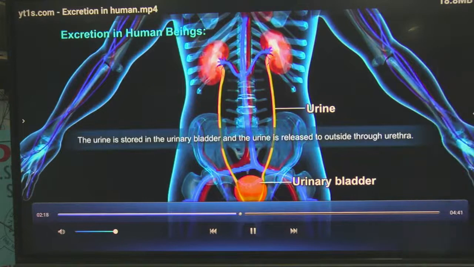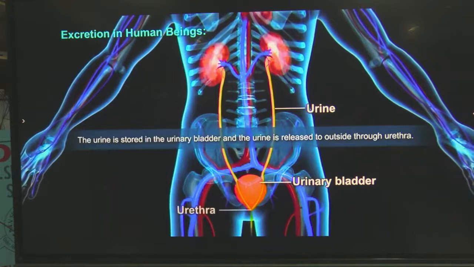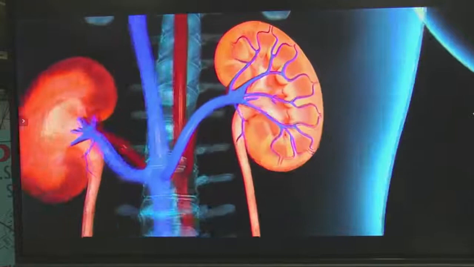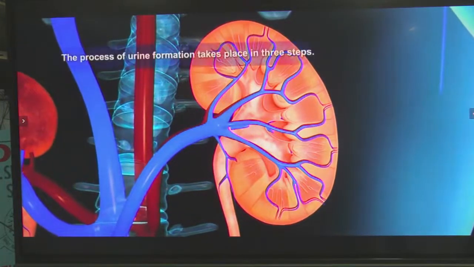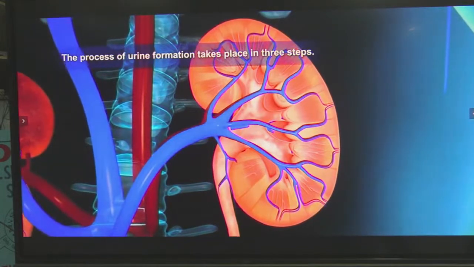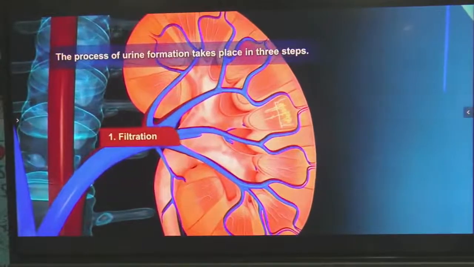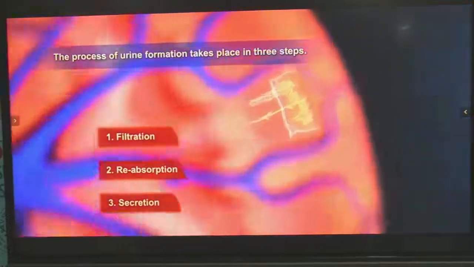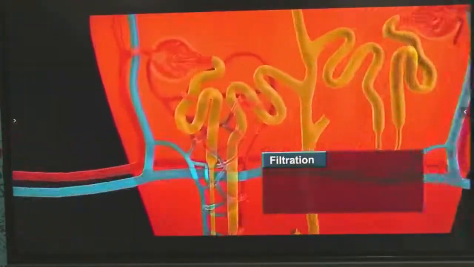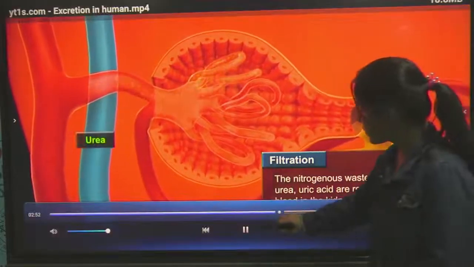The urine is stored in the urinary bladder, and the urine is released to outside through the urethra. Now, let us learn how urine is produced. The process of urine formation takes place in 3 steps. 1. Filtration. 2. Reabsorption. 3. Secretion.